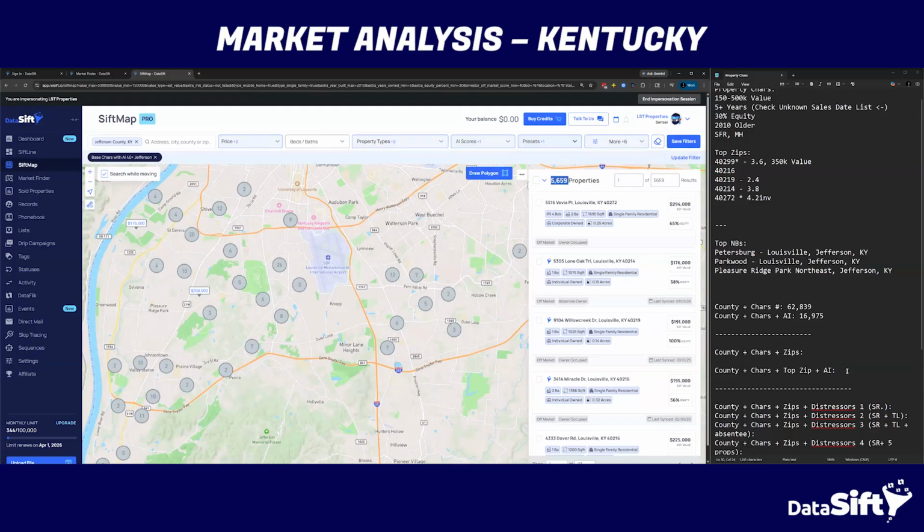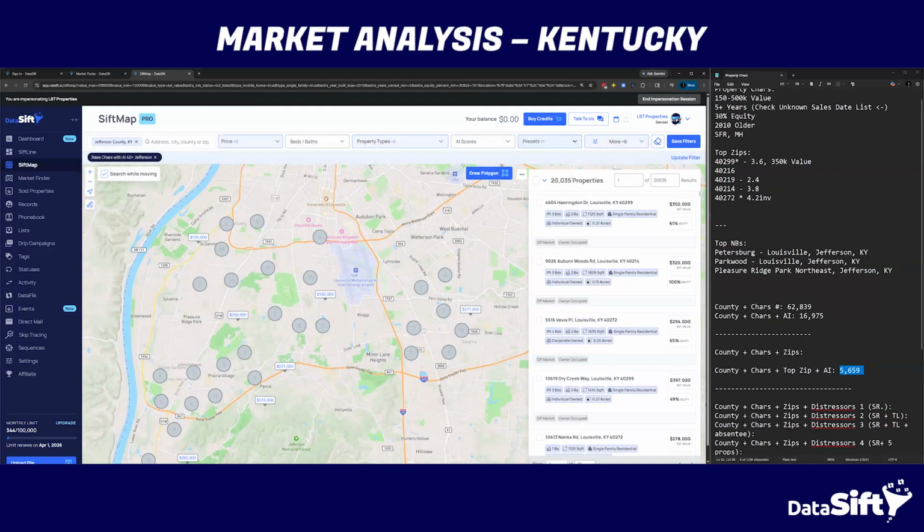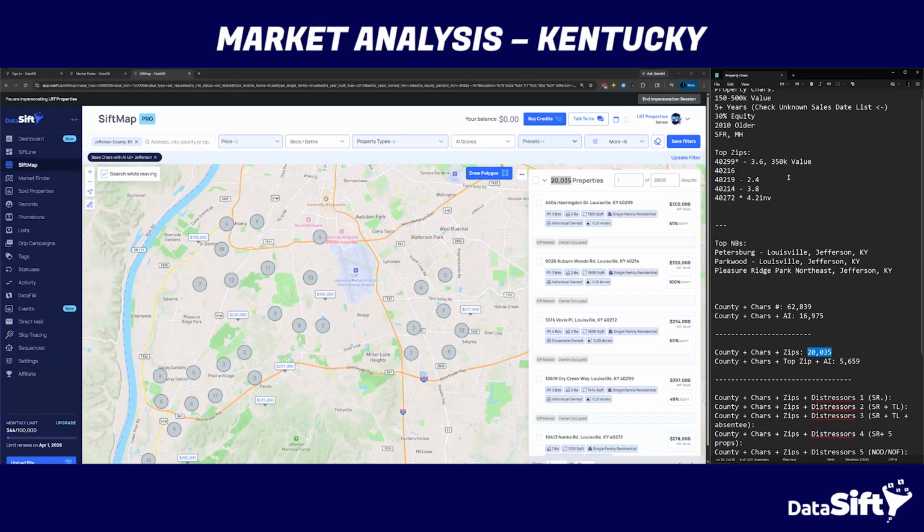So we're going to grab that, and put that with county characteristics plus top zip plus AI. That's how many records. Now let's remove our AI score minimum and see how many we get now. 20,000. So that's a lot, right? But by just focusing on the top zip codes, we were able to reduce it from 62,000 in the county down to 20,000 in the county. And by focusing on the top zip codes that we did our analysis on with AI score, we removed it from 16,000 records to 5,600 records, or closer to 5,700.